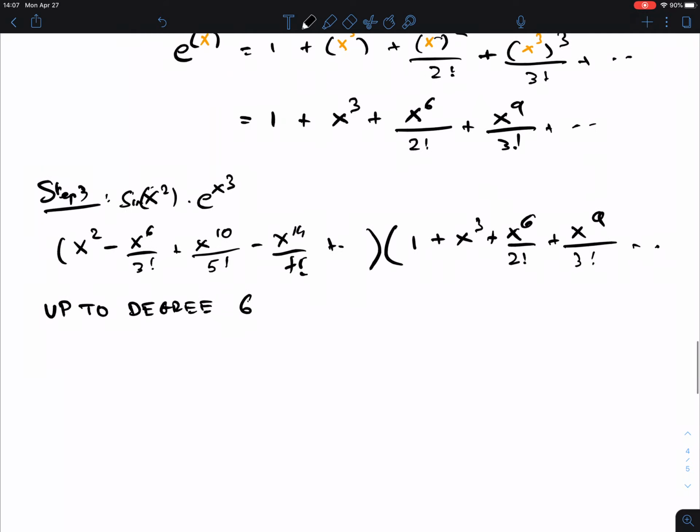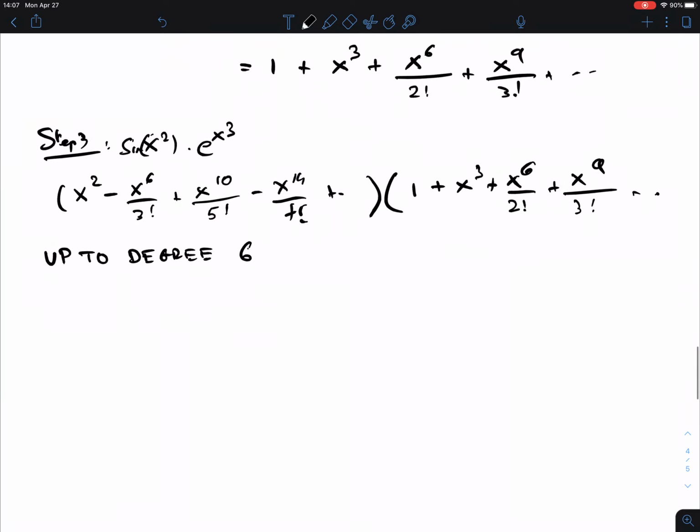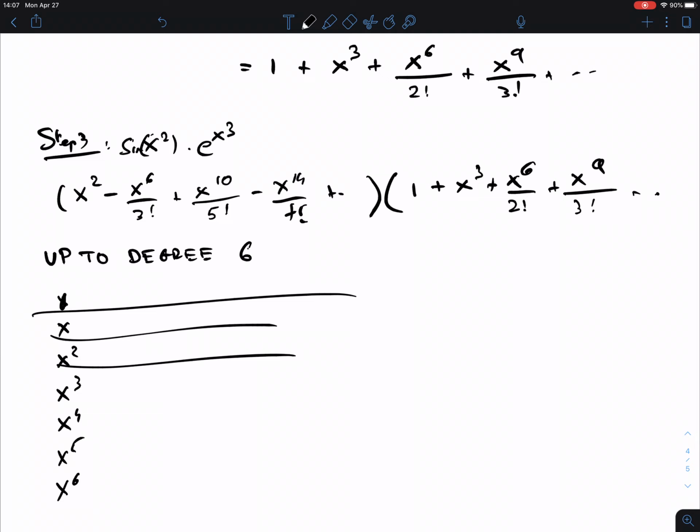Last time I made a table, so perhaps let's do this one more time here: the various powers that we can get, 1, x, x squared, x cubed, x to the 4th, x to the 5th, x to the 6th. Remember, what I'm doing here is finding the coefficients in this product. So I start, and let's say with the left one, I take x squared.